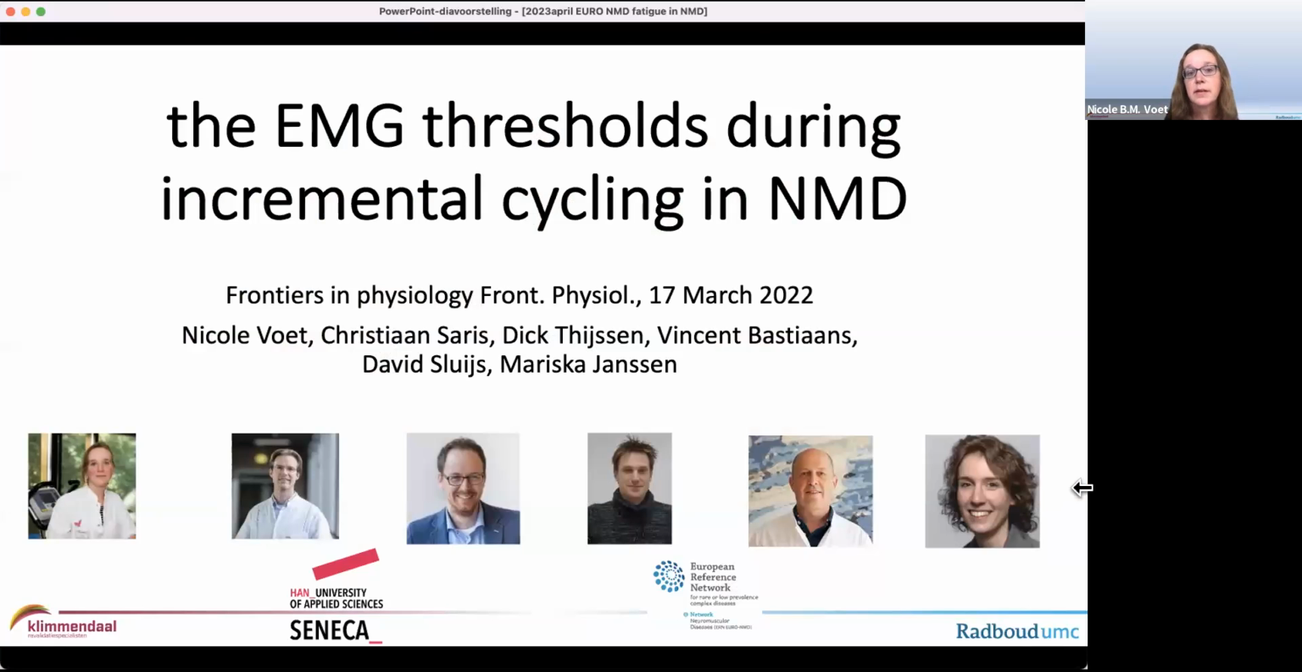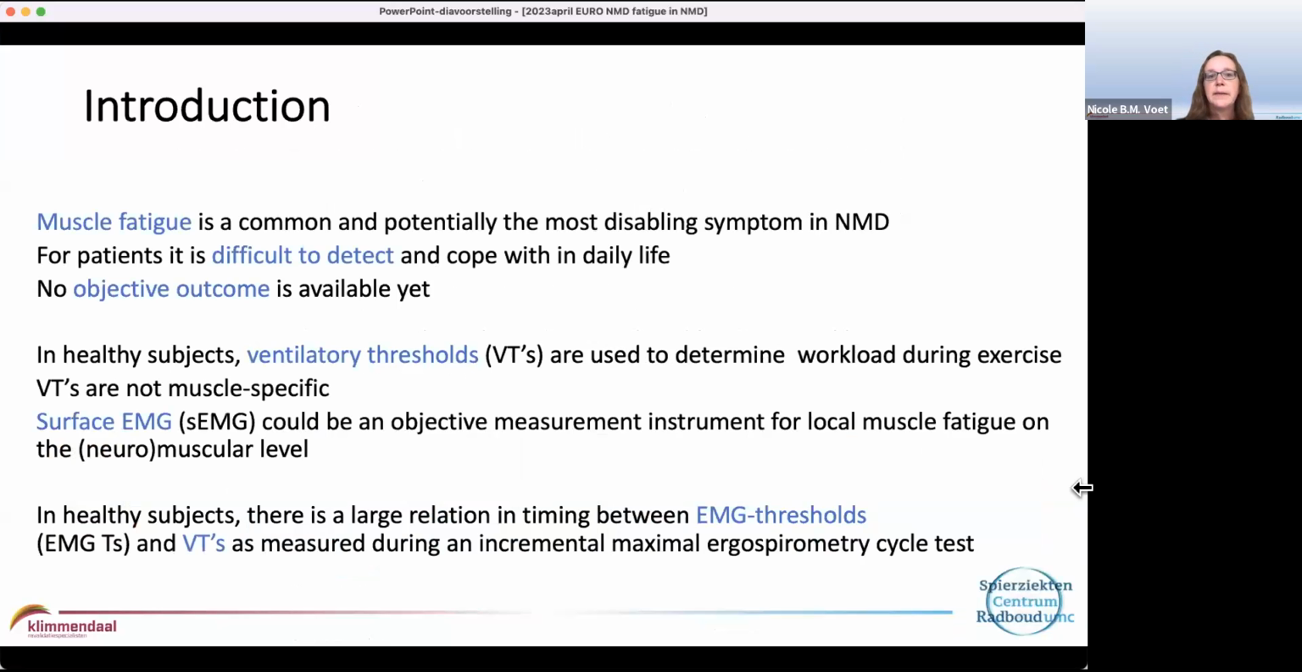Then, as I promised, more information on measuring fatigue by EMG. Last year, we published a study on EMG thresholds during incremental cycling in NMD to measure muscle fatigue. Muscle fatigue is a common and potentially the most disabling symptom in NMD. And just like the patient before, it's very difficult to detect and cope with in daily life. And up till now, we don't have a very good objective outcome measure for it.